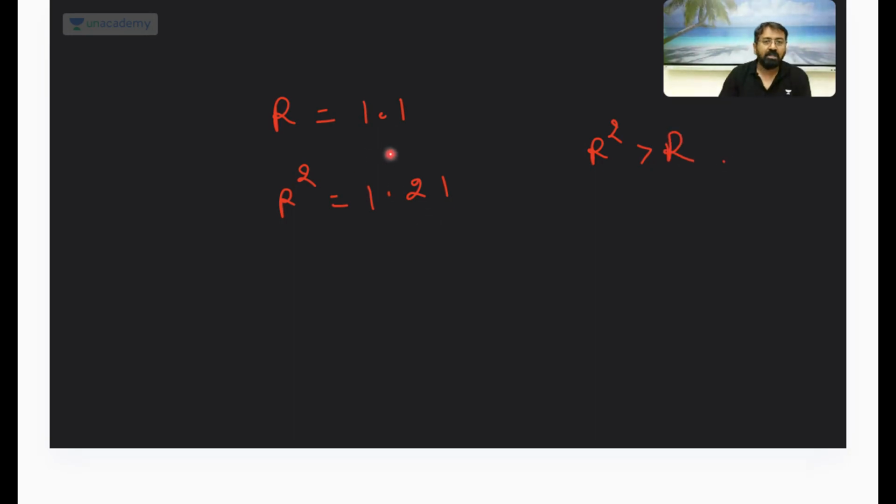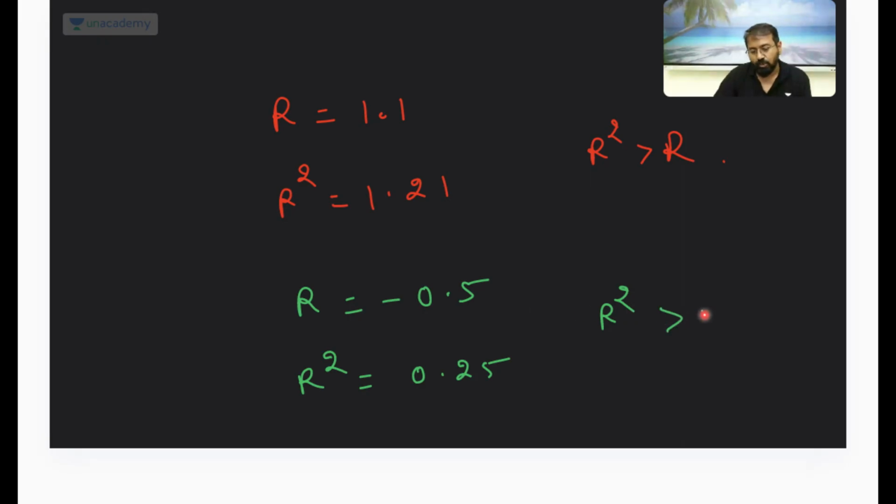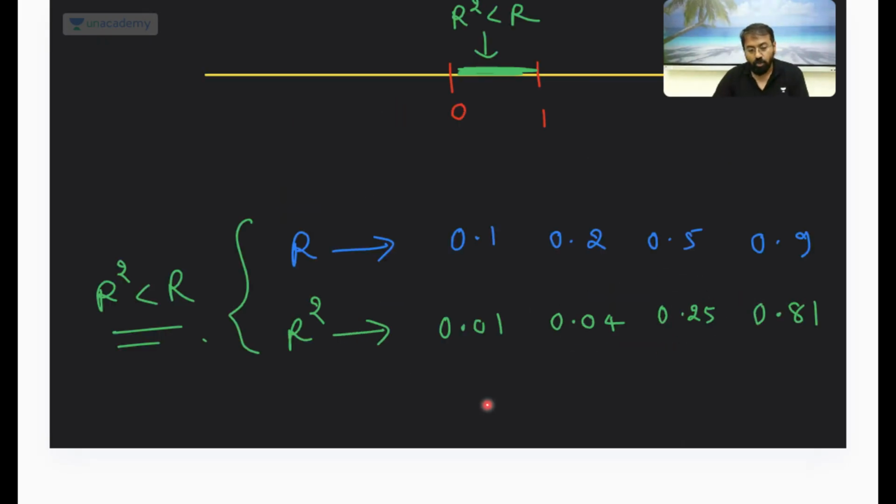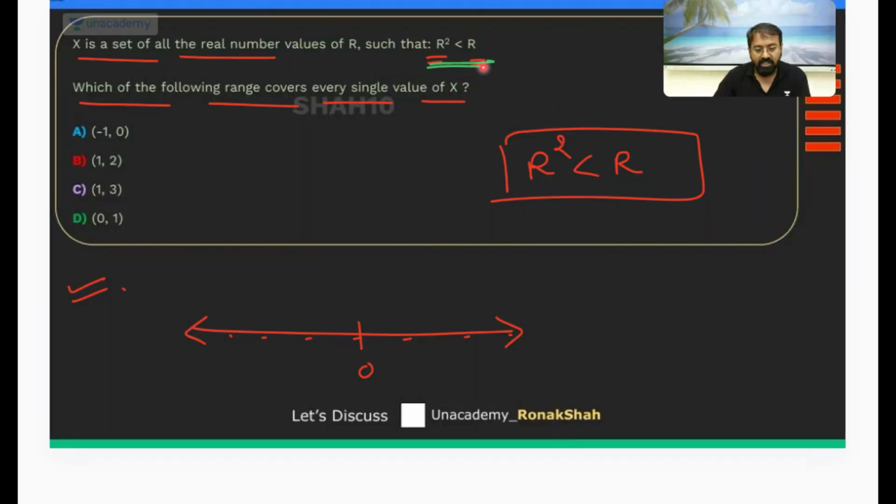If I take any number greater than 1, or if I take r as a negative number, suppose I take r as minus 0.5, what will be r square? r square will be positive 0.25. So again, r square is positive, r is negative, so r square is greater than r, while what we wanted is r square less than r. So it happens only between 0 and 1, right? Only between 0 and 1. Are you all clear? So it has to be option D.